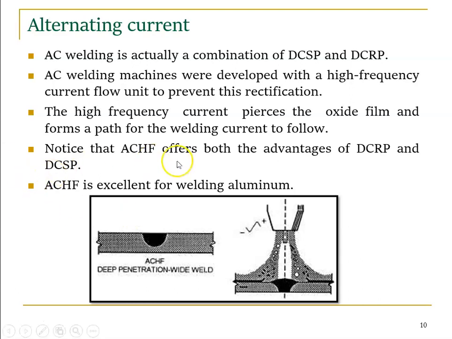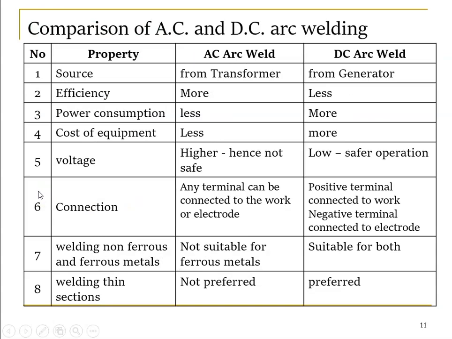Notice that ACHF offers both the advantages of DCRP and DCSP. So ACHF is excellent for welding aluminium. Aluminium is generally welded using ACHF, alternating current high frequency. Right, so the differences between AC and DC welding: for the source, if we use AC welding, we need a transformer. If we do DC welding, then we need a generator. So AC comes from a transformer, and DC arc welding from a generator.